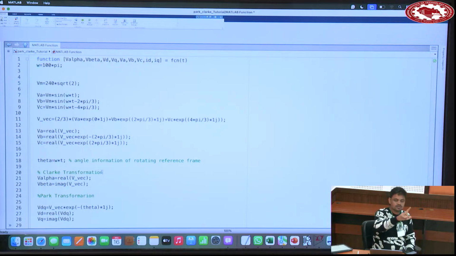I have chosen this theta to be omega t. It means D is aligned with phase A. Which component will be 0? Vd will be 0, Vq will be the negative of the peak. Okay, now you recall the power equations. So which current component is related to P and which current component is related to Q if Vd is 0?